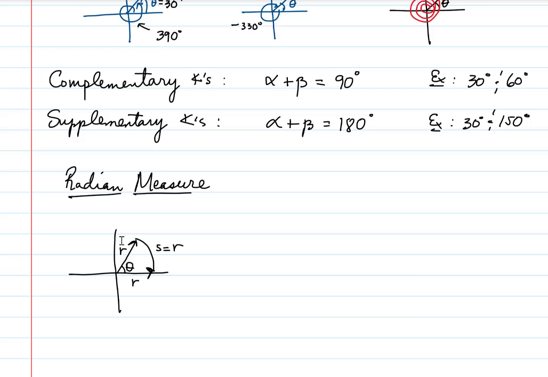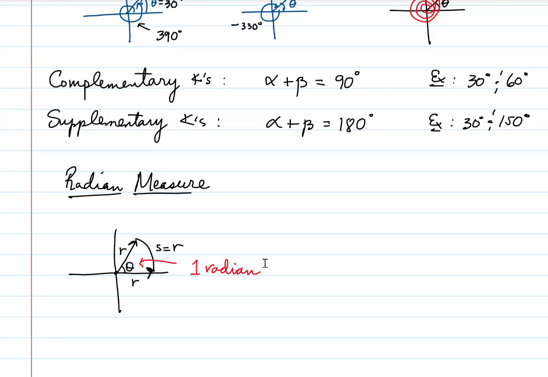Now notice how this does not depend on what R is. As long as you make this arc length the same as the length of the ray, then this is going to work. So when you have that setting right there, the angle that is in here is 1 radian. Okay, so that is the definition of a radian.